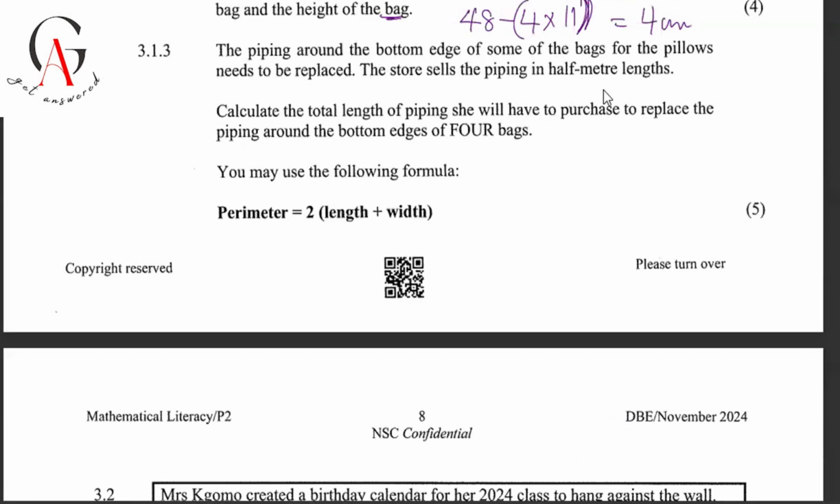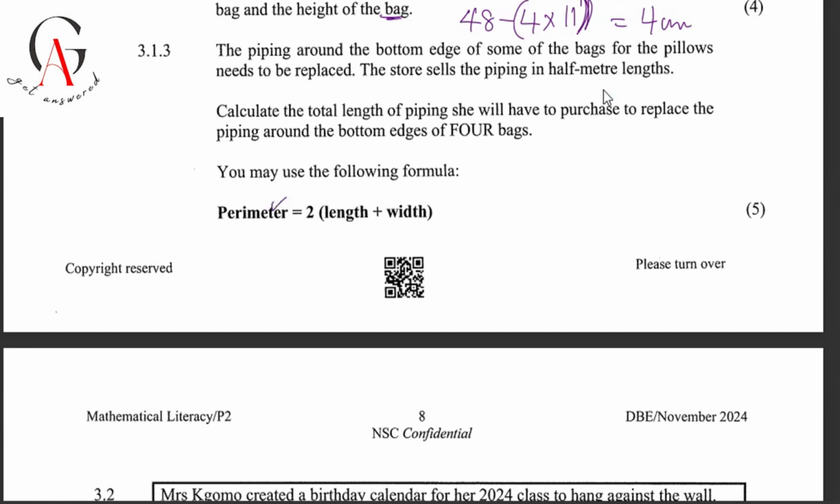So question number 3.1.3, the piping around the bottom edge of some of the bags for the pillows needs to be replaced. The store sells the piping in half-meter lengths. Calculate the total length of piping you'll have to purchase to replace the piping around the bottom edge of 4 bags. Now, first and foremost, piping, this is length, it's associated with perimeter.